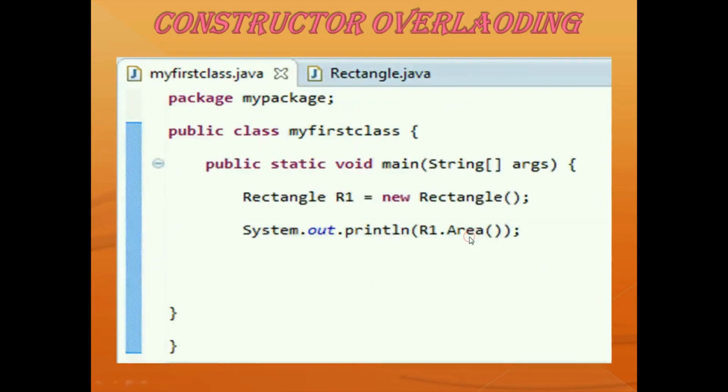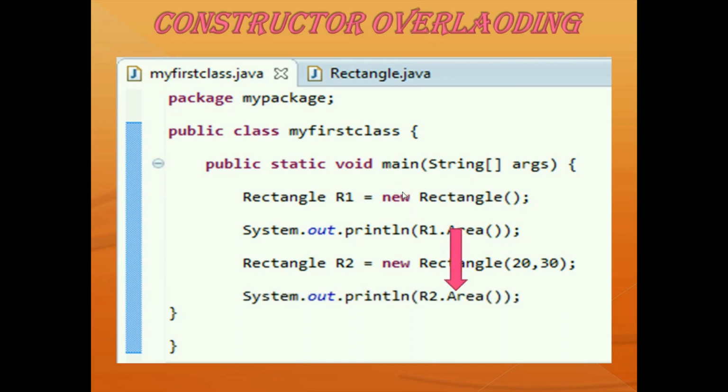Now what we are going to do is define a second instance of the Rectangle class in my main method. For that, Rectangle r2, which is the second instance, is equal to new Rectangle. And now we call the same method area in the System.out.println method, but using the r2 instance instead of r1. And here we will define length and width, for example 20, 30.